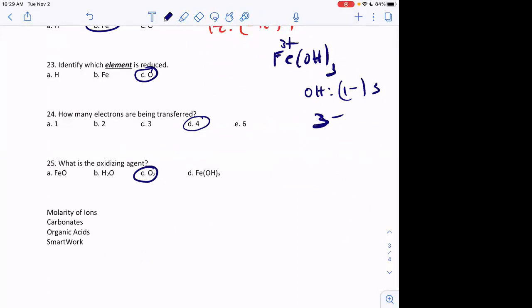Okay, so let's say I have a 2.5 molar solution of, I don't know, calcium chloride. Someone tell me what the molarity of the chloride ions is.